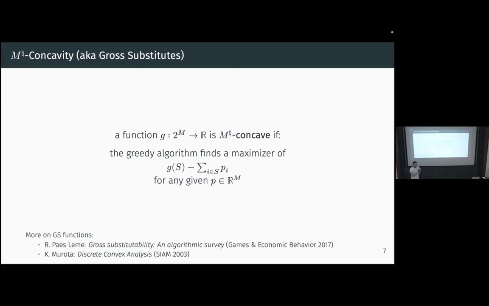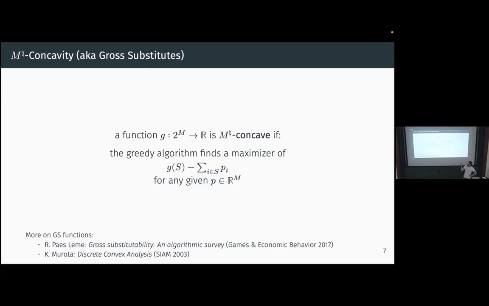If you're interested in more about this, here are some nice surveys and of course the book by Murota. And I would also assume that Lazzi will talk about this probably in his talk on Friday. I saw these are closely related.